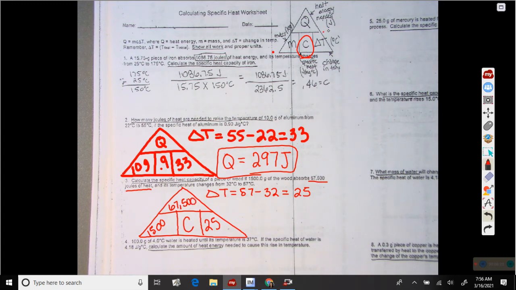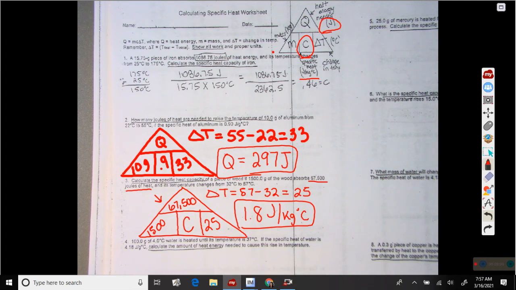If you look up at the top, your joules goes on top. Okay, so what we need to do now is take this number right here, divide it by this, and divide again by this. So if you see a number on top, you divide. So 67,500 divided by 1,500 divided by 25 is going to give you 1.8, and that is your specific heat. We know specific heat is in these units right here, joules per kilogram degrees Celsius. And there's your answer.